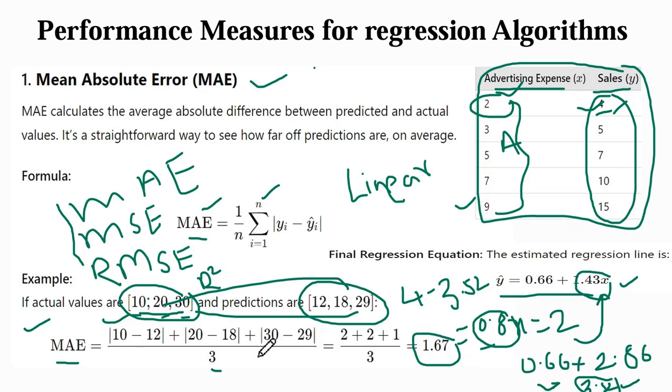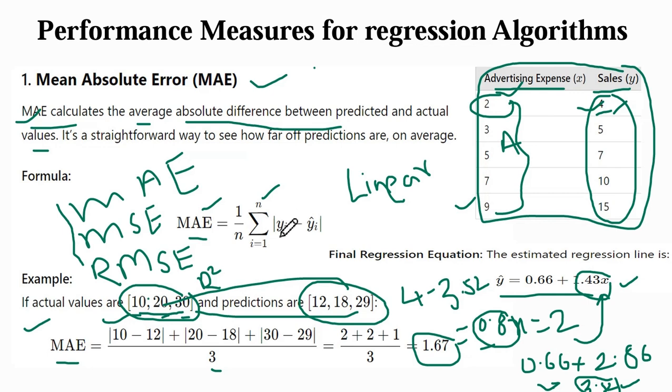Likewise, we find the mean absolute error for any model. For understanding purposes, here I am taking small values for the data set: only three actual values and three predictions. From this we are getting the mean absolute error. So what the mean absolute error calculates is the average absolute difference between the predicted value and the actual value. The absolute difference between the actual value and the predicted value, averaged, gives us the mean absolute error.